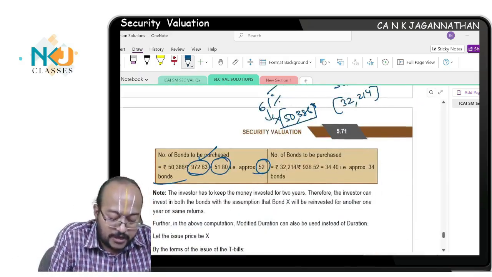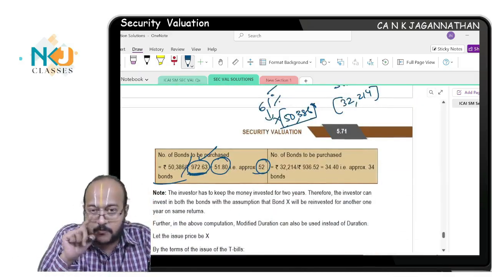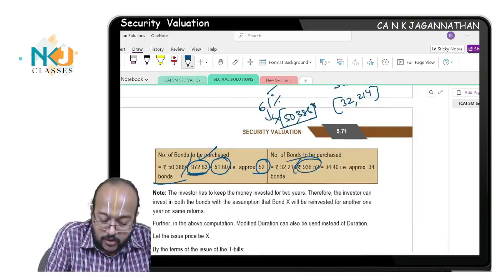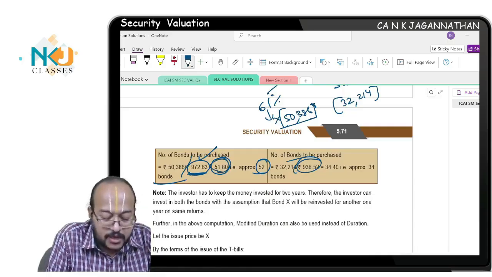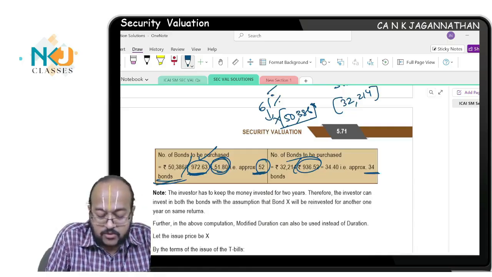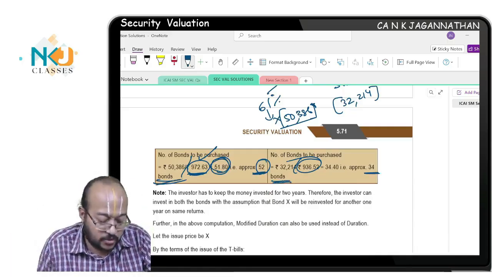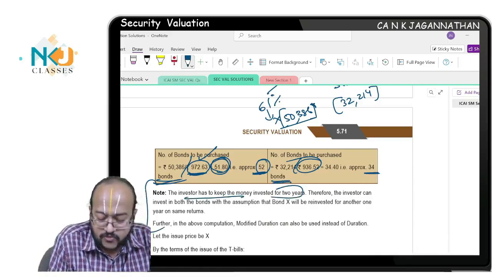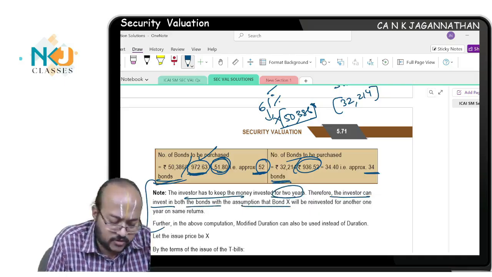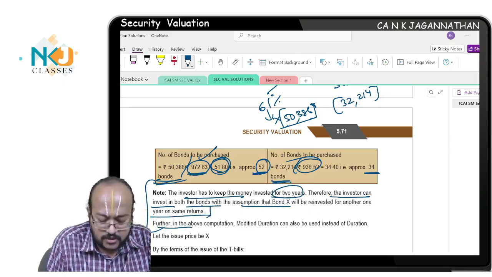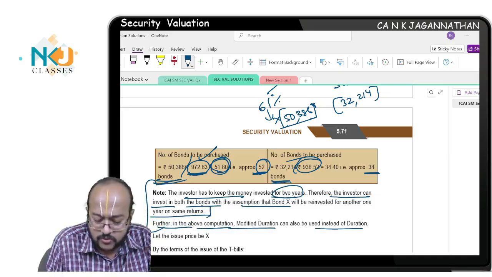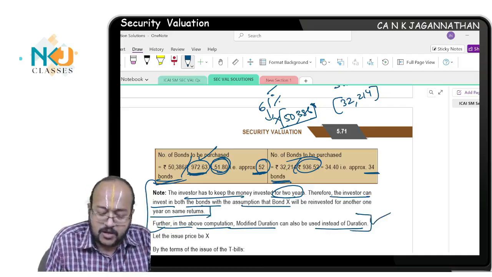Divided by the bond X price, and here divided by the bond Y price, you will get the number of bonds to be bought today. The investor has to keep the money invested for 2 years. Therefore, the investor can invest in both the bonds with the assumption that bond X will be reinvested after 1 year at the same return. Further, in the above computation, modified duration can also be used instead of duration.